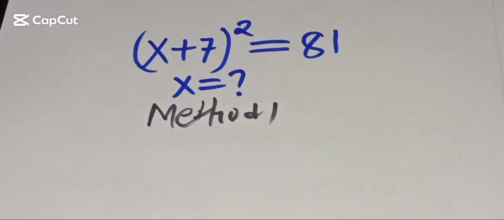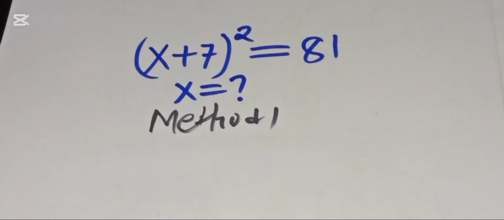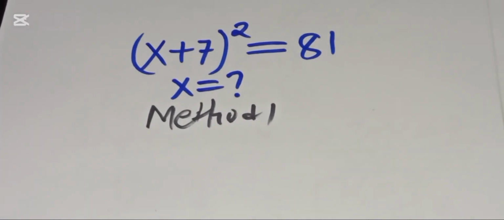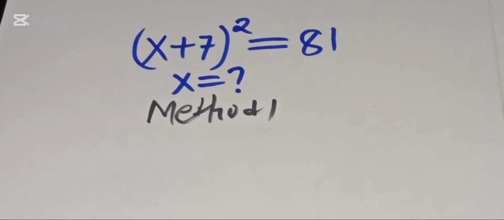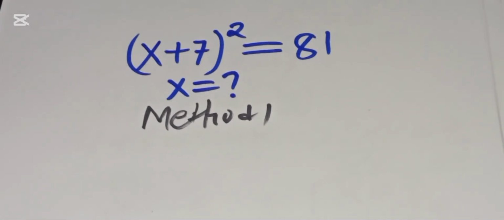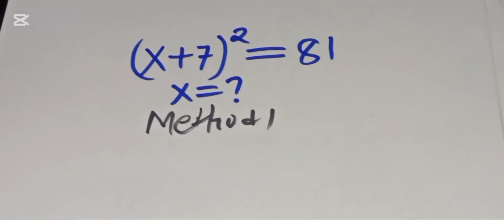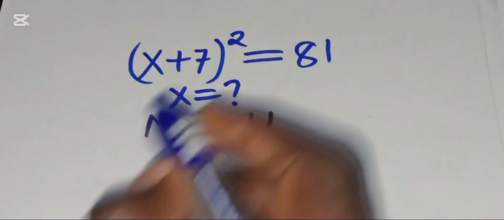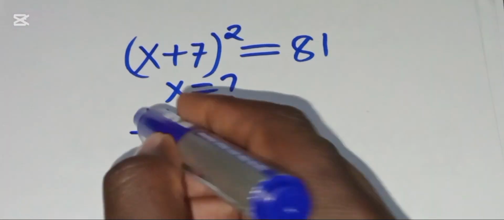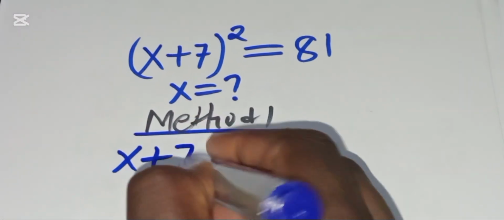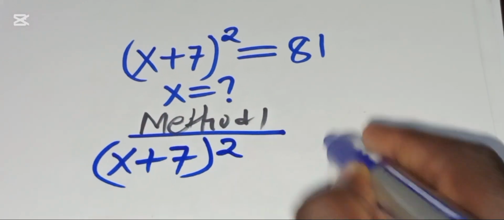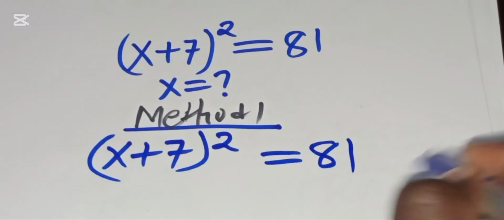Hello YouTube family. How to solve for the value of x given this math problem, which is (x + 7)² = 81. So what is the value of x? Method 1: we have (x + 7)², which is equal to 81.